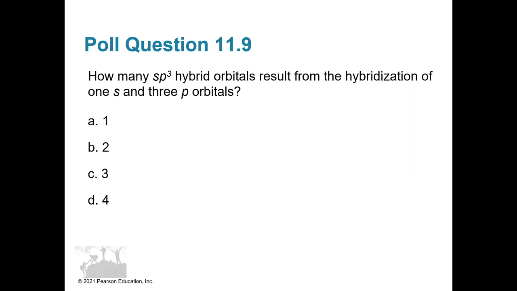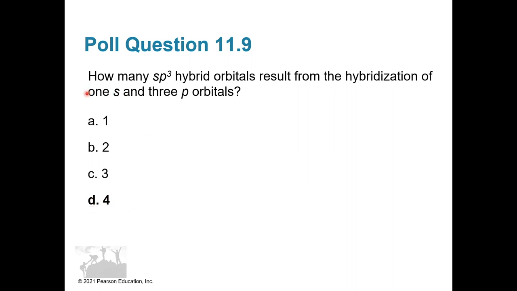Let's test for understanding. How many sp3 hybrid orbitals result from the hybridization of 1s and 3p orbitals? Pause the video if you need to figure this question out, and when you're ready for the answer, click play. Our answer here is 4. Remember, however many atomic orbitals you mix, that's how many hybrid orbitals you produce.